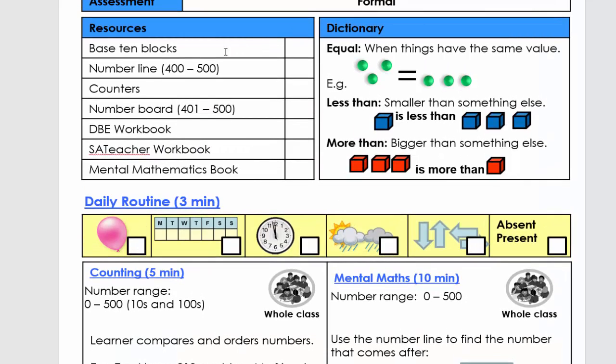Then we're going to go and look at the resources in the dictionary. What I want you to do is pause here, make a note of the resources and also the dictionary. Remember the words equal, less than, and more than. It's more important to understand the words first before you start to introduce any symbols. I want you to pause and have a look at this.